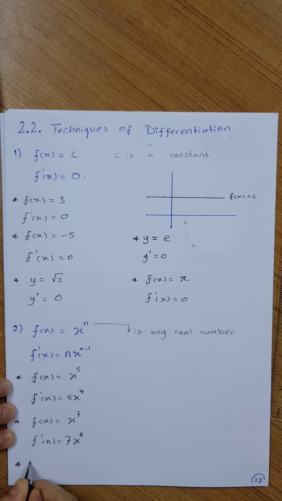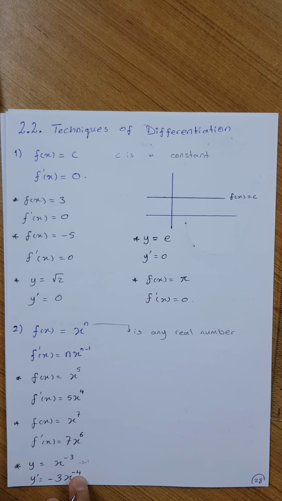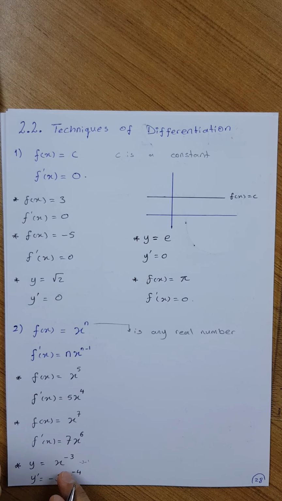How about if you have y that's equal to x to the power of minus 3? Y prime is equal to what? That will equal minus 3x to the power of minus 3 minus 1, which is equal to what? Is equal to minus 4. We decreased the power by 1. You are not writing minus 2 here. Why? Because minus 2 is 1 greater than minus 3. But minus 4 is decreased, it is 3 decreased by 1.